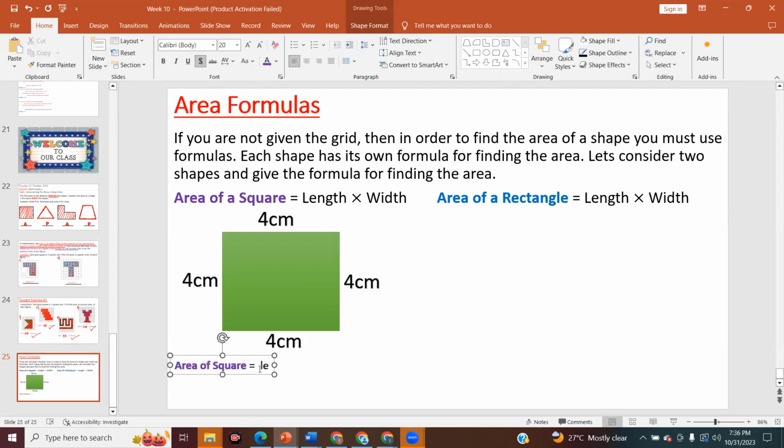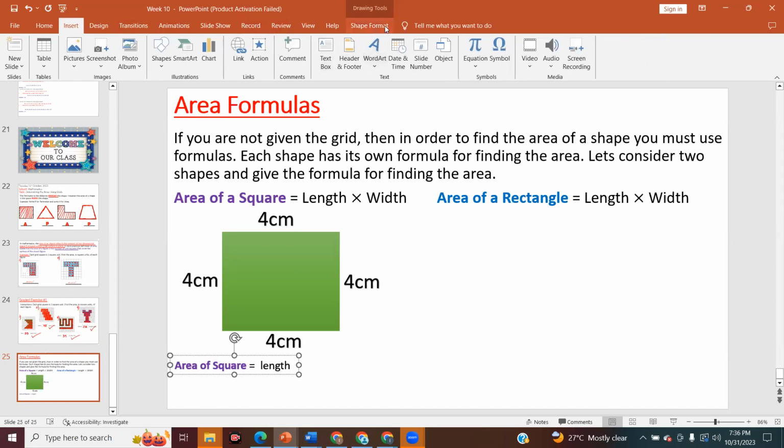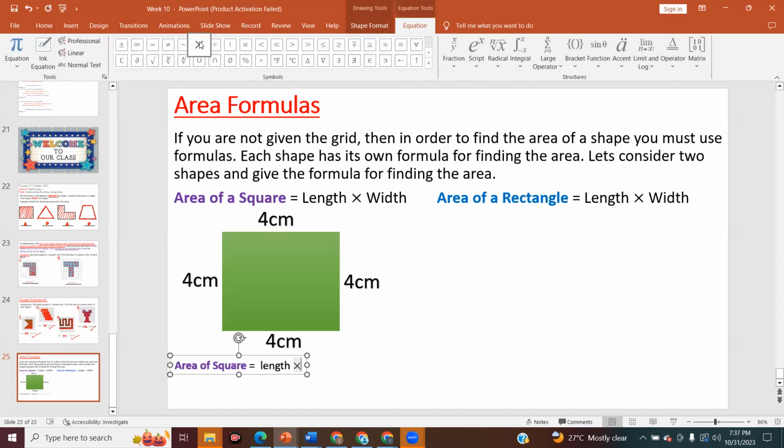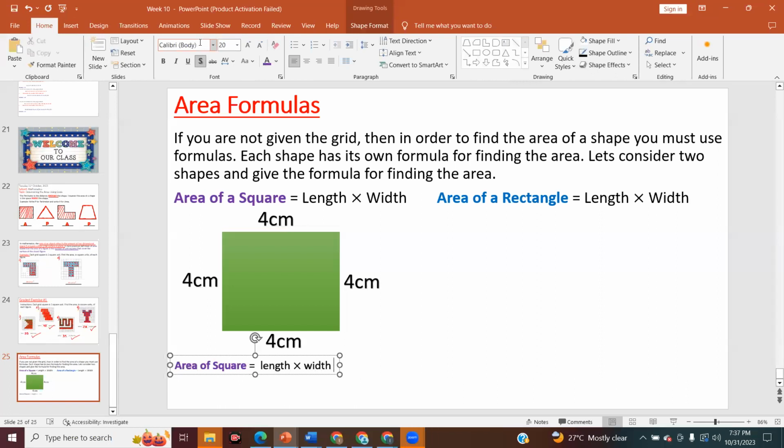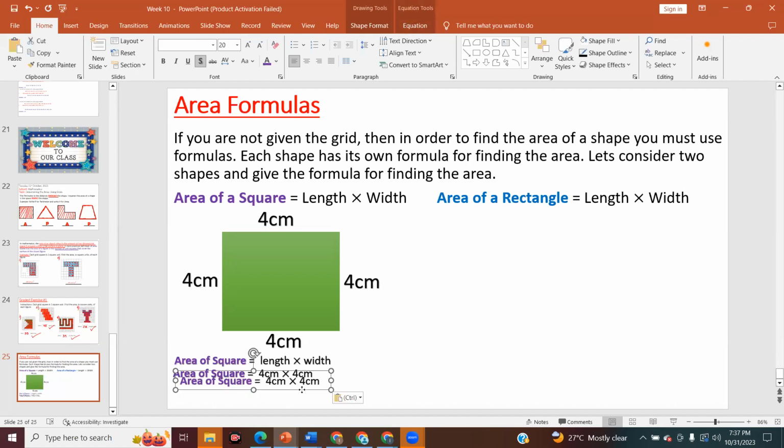Okay. Length times width. Now, what is the length of the square? 4 centimeters. What is the width of the square? Also 4 centimeters. And what is 4 times 4? It's going to be what? 16.